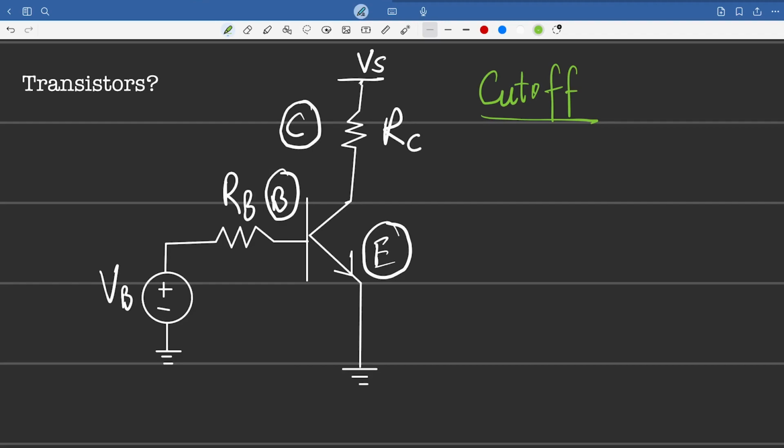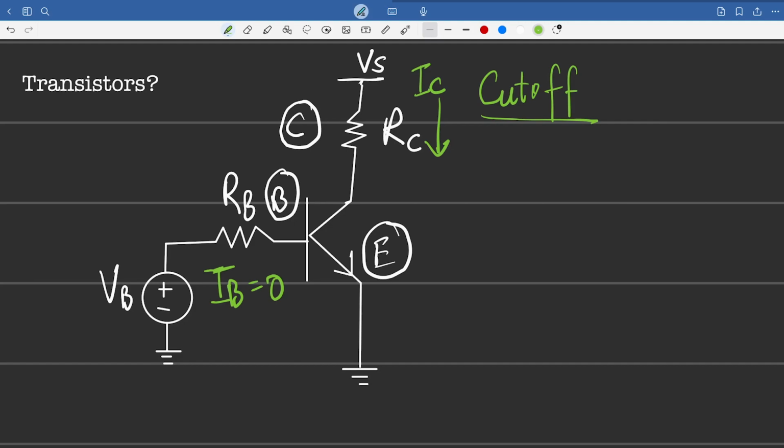So in the cutoff region, we are basically going to say that the current over here, IB, equals 0. So just think of it not even being here. Now, when IB is 0, the collector current over here is also 0. There is no collector current. Because always remember, in an NPN, the collector current has a good reference to the base current. So no base current means there's going to be no collector current.